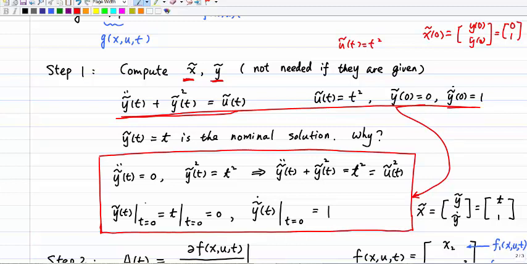Okay, so here we just use the backward order. I don't show you how to compute it because this is not straightforward to compute the solution. So the solution I give you is y tilde(t), the nominal. This is the nominal solution. Okay, the reason I can do the check.